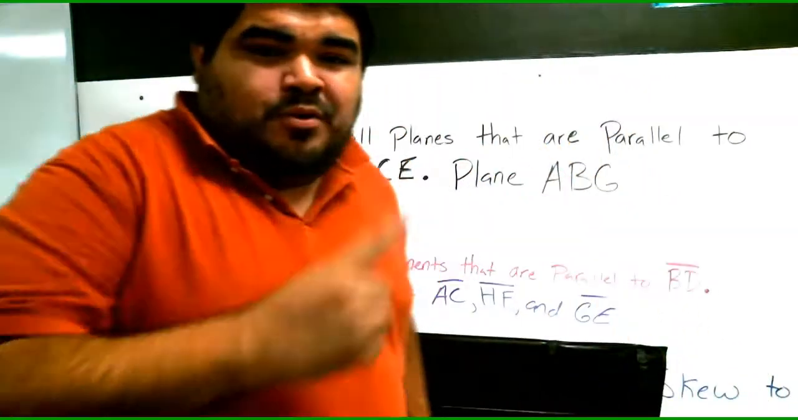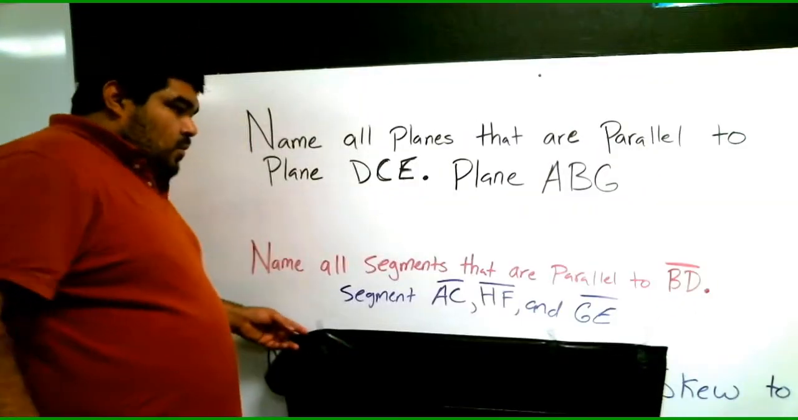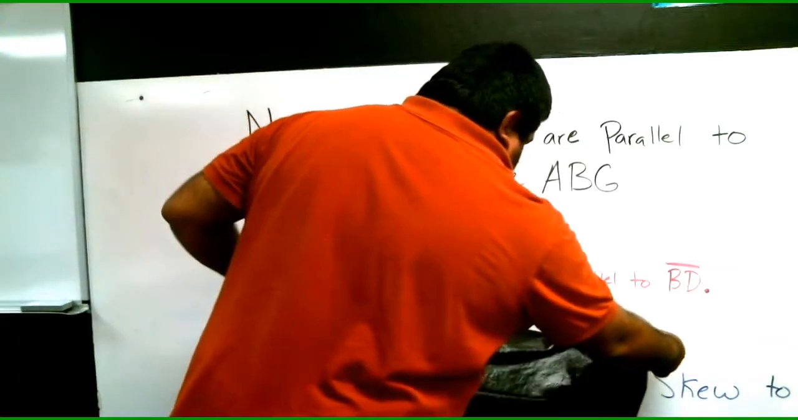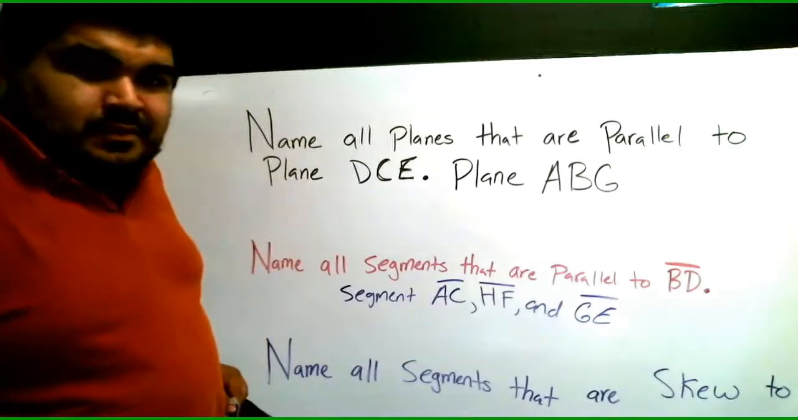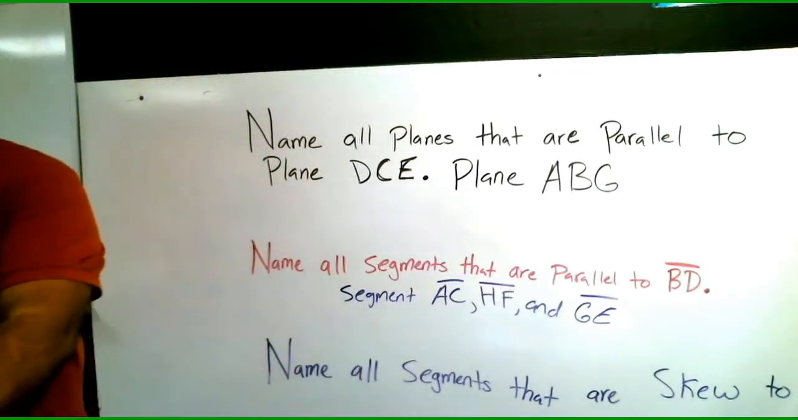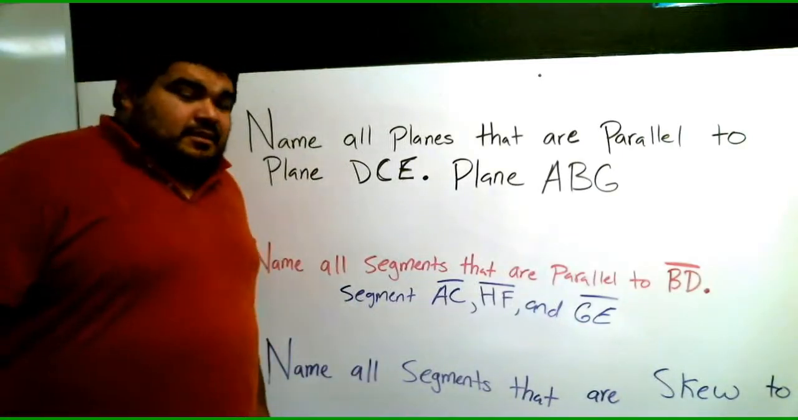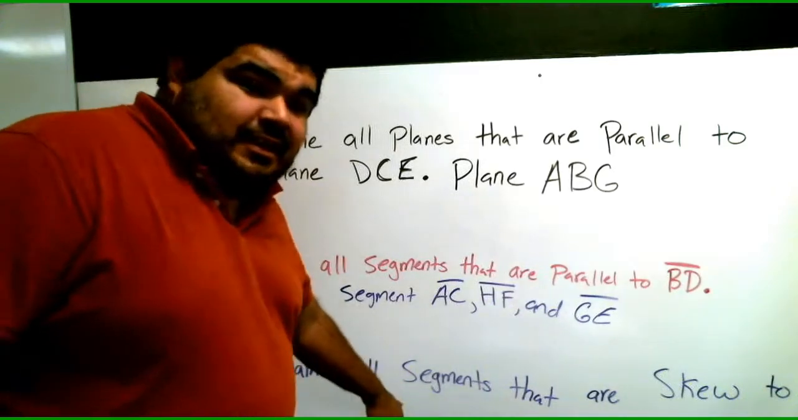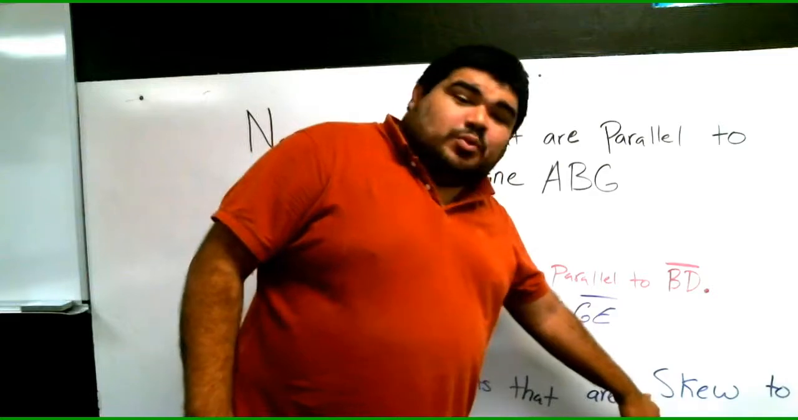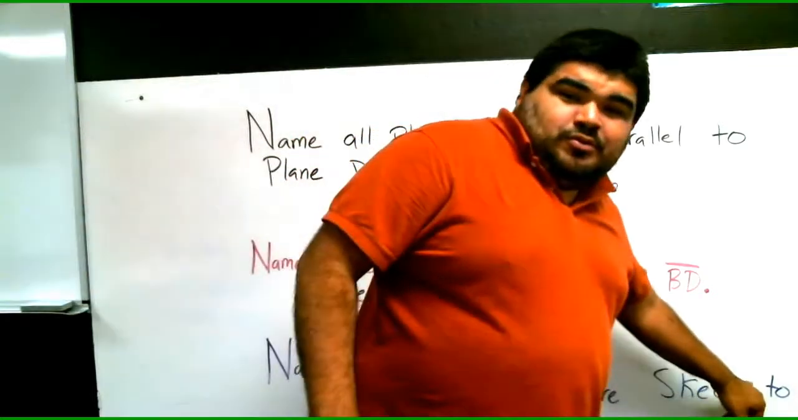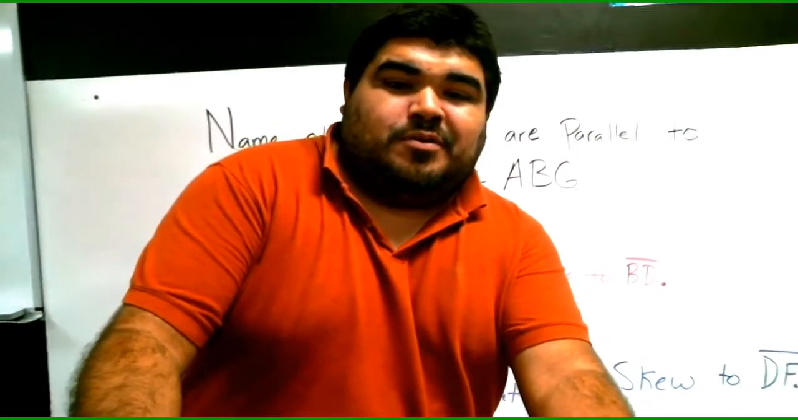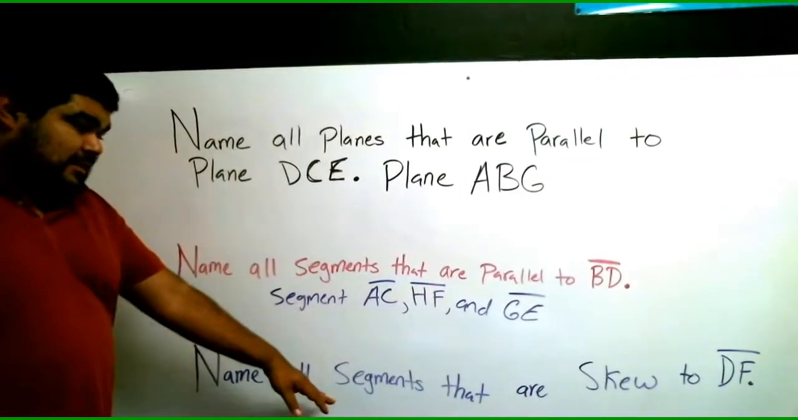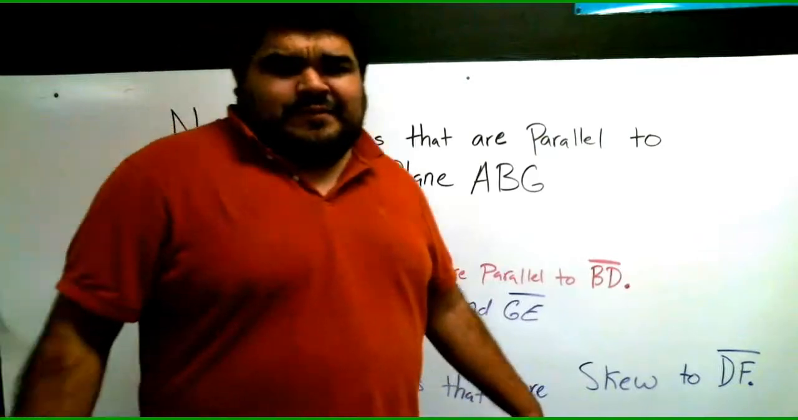We're doing one more example. What if we were asked this last question? The last question states, name all segments that are skewed to, let me turn the computer a little more, DF. Okay? So name all segments that are skewed to DF.